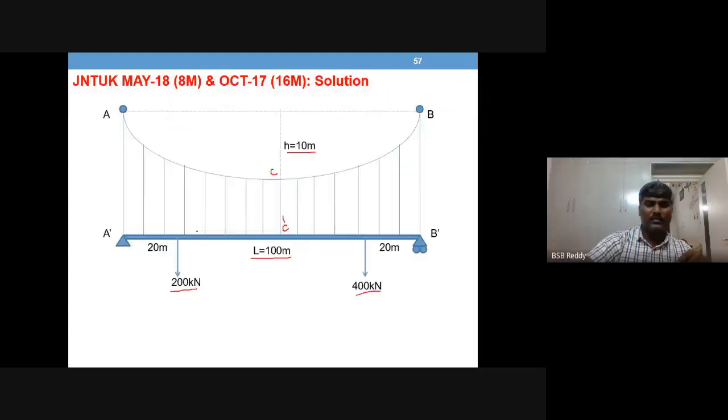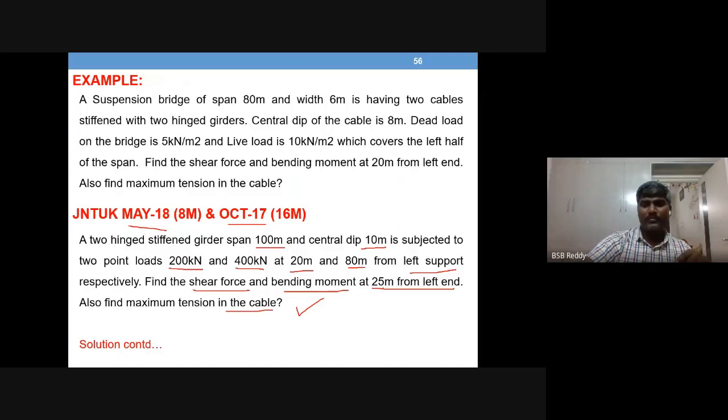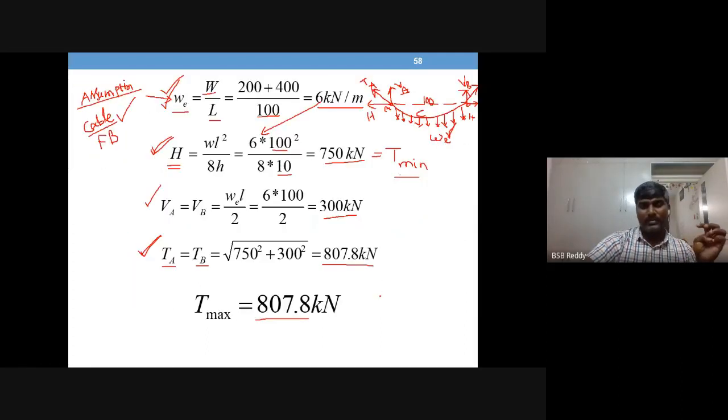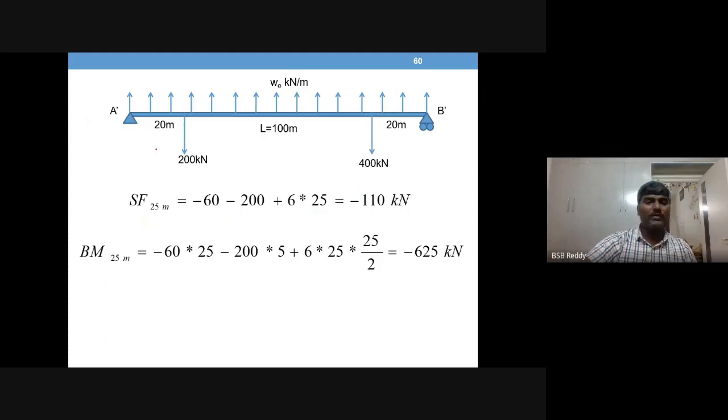At a distance of 25 meters from left, find shear force and bending moment. So that you need to solve. So 25 meters from left, this is 20. So roughly, you take a section here, 25 meters. Sum of all the forces to the left or to the right. So this downward 60 here, so minus 60, and minus 200.